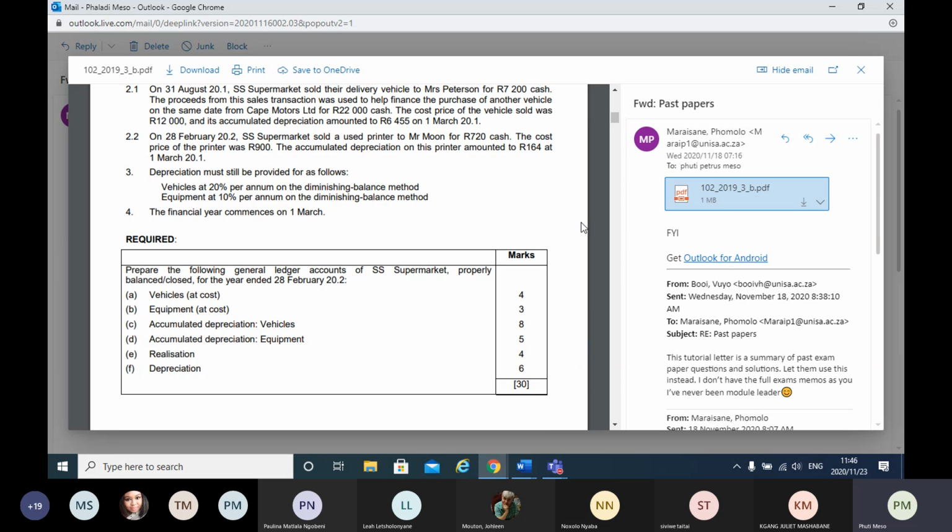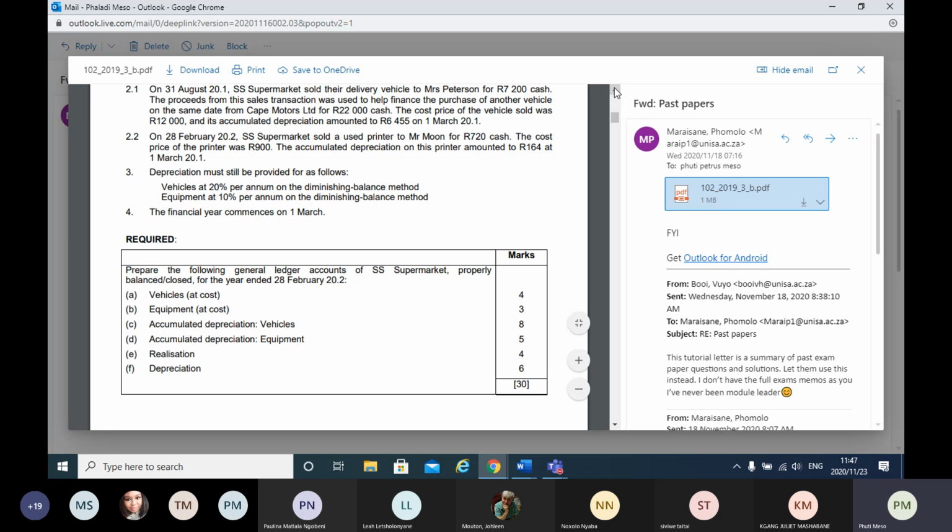Looking at the required, the year end is important: 28 February 2020. They want the vehicles at cost and the equipment at cost, and the accumulated depreciation for both vehicles and equipment. And they want the realization account and the depreciation account. When they want the realization account, you must know that one of the assets, or probably all of them, has been disposed of. They want us to show that we sold an asset with a profit or a loss. That's as easy as that.